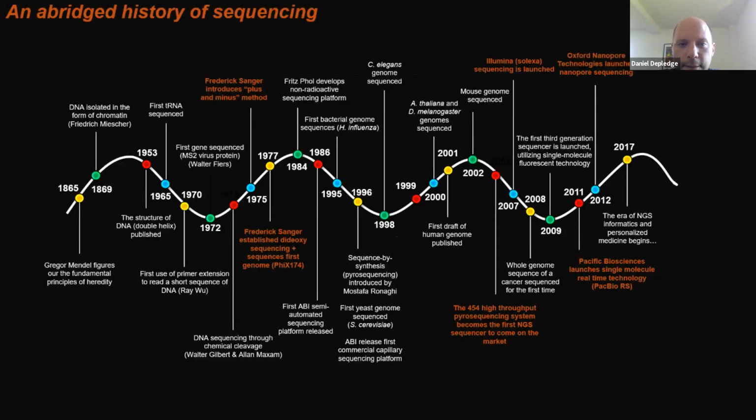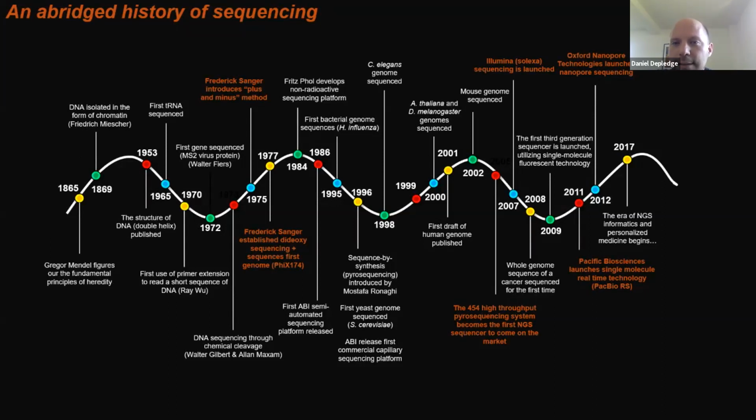So this is my sort of favorite figure regarding what the history of sequencing looks like. You can trace it all the way back to the mid-1800s when Gregor Mendel figured out the fundamental principles of heredity, and then we can move up through the different years. I've highlighted in orange what I think are the major events that are worth considering. So in 1975, Fred Sanger introducing the plus and minus method of sequencing, and then very shortly after dideoxy sequencing, which is the basis of Sanger sequencing. And then that really was the workhorse of the molecular biology world for the longest time.